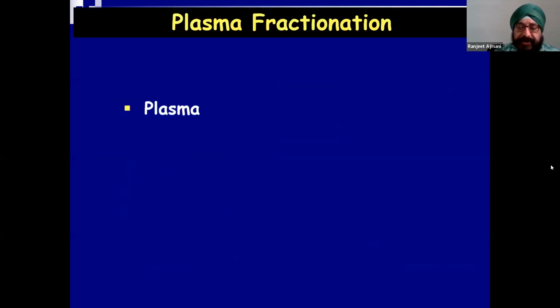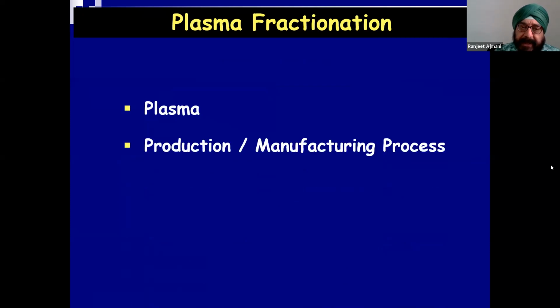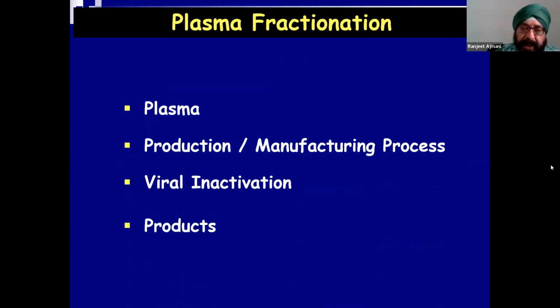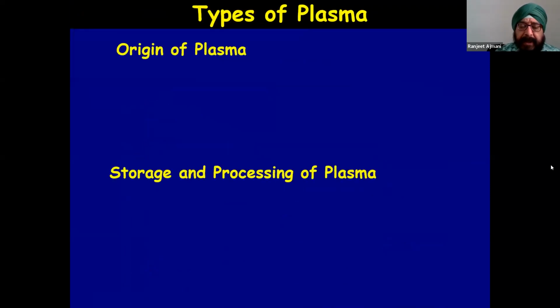So what is plasma fractionation? Basically, it encompasses a very important component, which is the raw material, which is plasma. Then its process of production, how it's manufactured. Then there is a process of viral inactivation, and then the final products come out of this. And I think it's also important to remember there are different types of plasma based on the origin of plasma and based on the storage and processing of plasma.